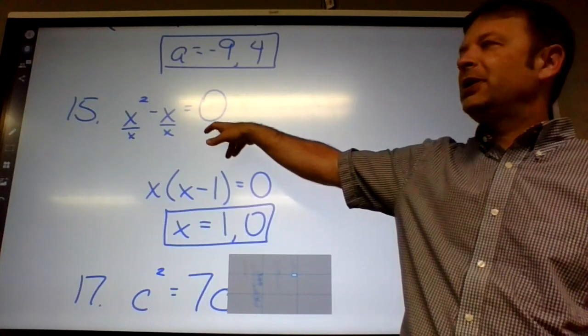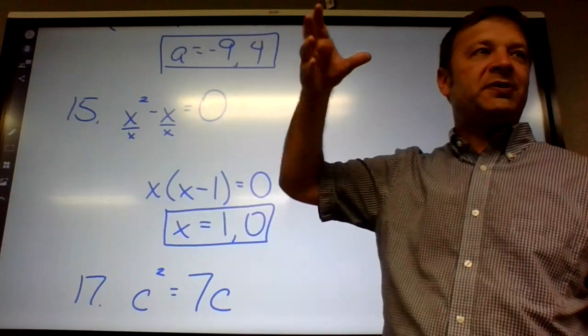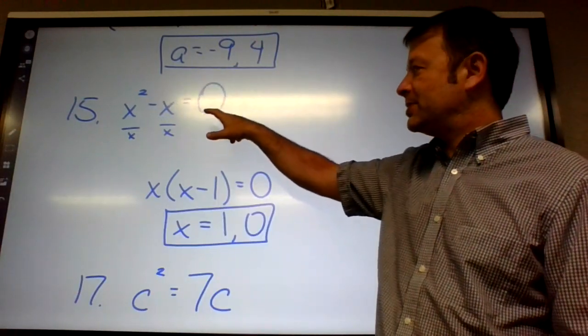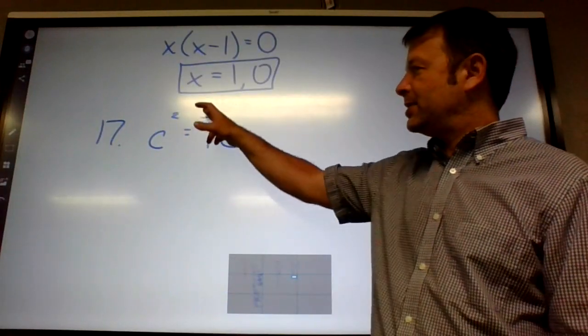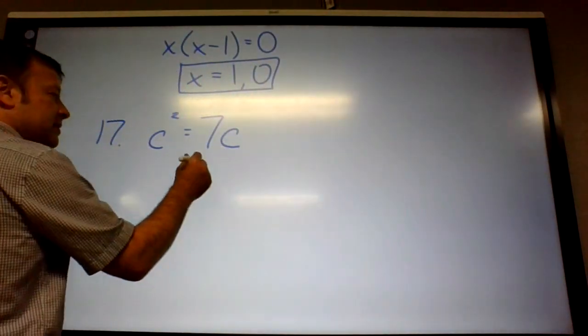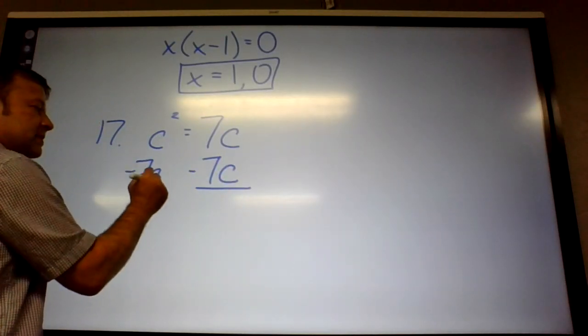We need this side to be 0 because that's how we use the 0 trick, where we say, what makes this equal 0? So we have to make it a 0. How do I make this side turn into a 0? Subtract 7c.